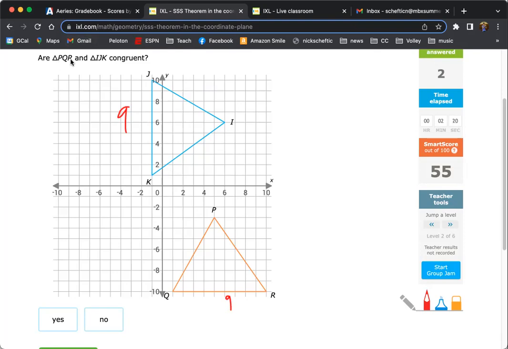So if we look at IJ right here, we're going to start at this point right there, and we're going to measure to this point right there. So if we use the distance formula, it's going to be x2 minus x1. Let me just pause, and I'm going to write this out for you.